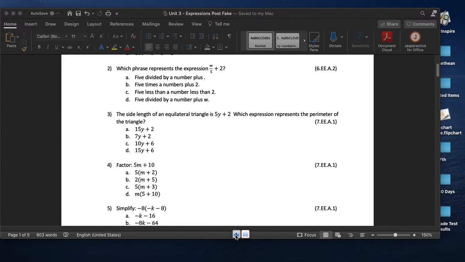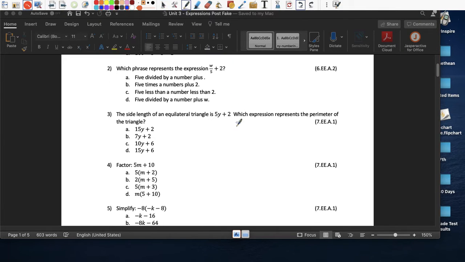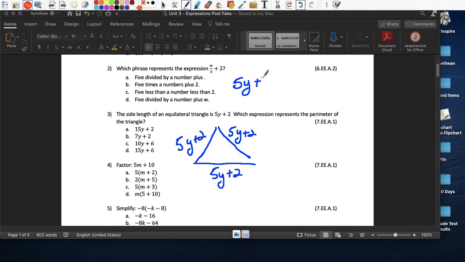Here's a triangle. It's an equilateral triangle, which means that all the sides are the same. So this is 5y plus 2. This is 5y plus 2. And this is 5y plus 2. Okay. So how do we find the perimeter? We add this side plus this side plus this side. So we're literally adding 5y plus 2 plus 5y plus 2 plus 5y plus 2.